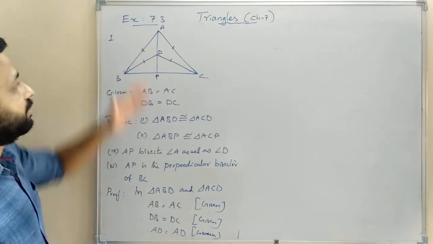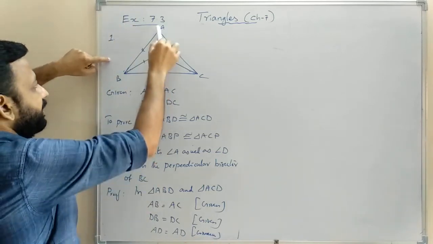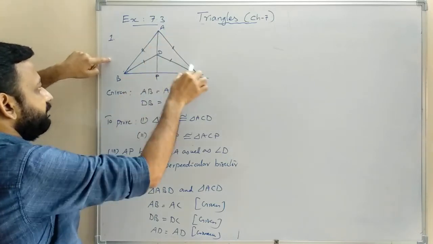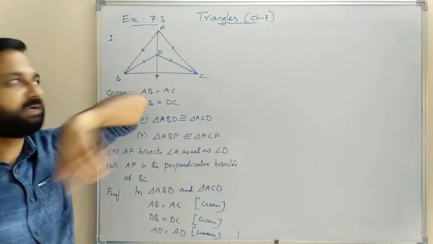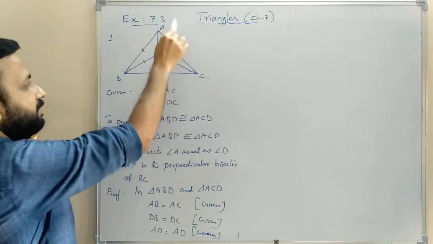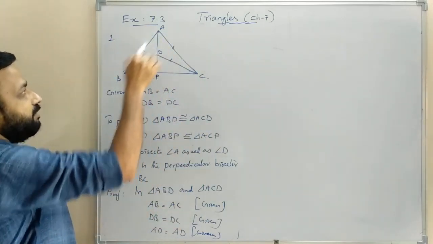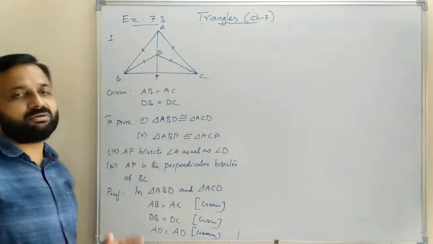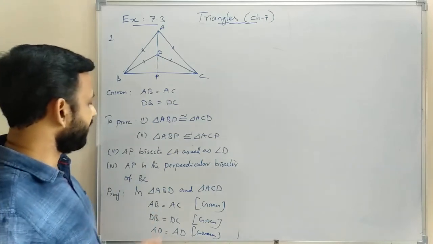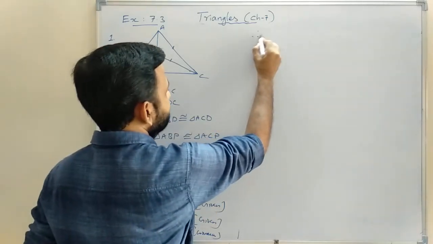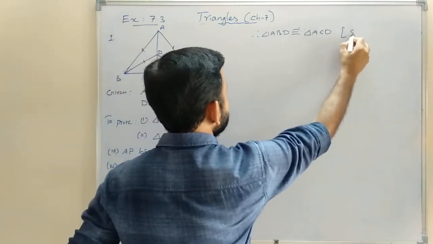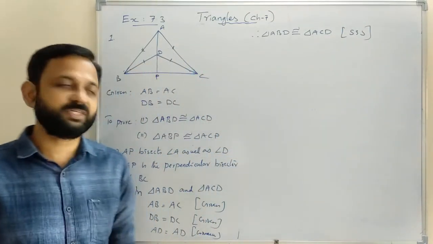So when we compare triangle ABD and triangle ACD, side AB of triangle ABD equals AC of triangle ACD, given. Then BD of this triangle equals DB of that triangle, that is also given. Then side AD of this triangle equals AD of that triangle. So all three sides are equal, side side side. So we can say the two triangles are congruent by the SSS theorem. Therefore triangle ABD is congruent to triangle ACD by the SSS theorem. So first part over.